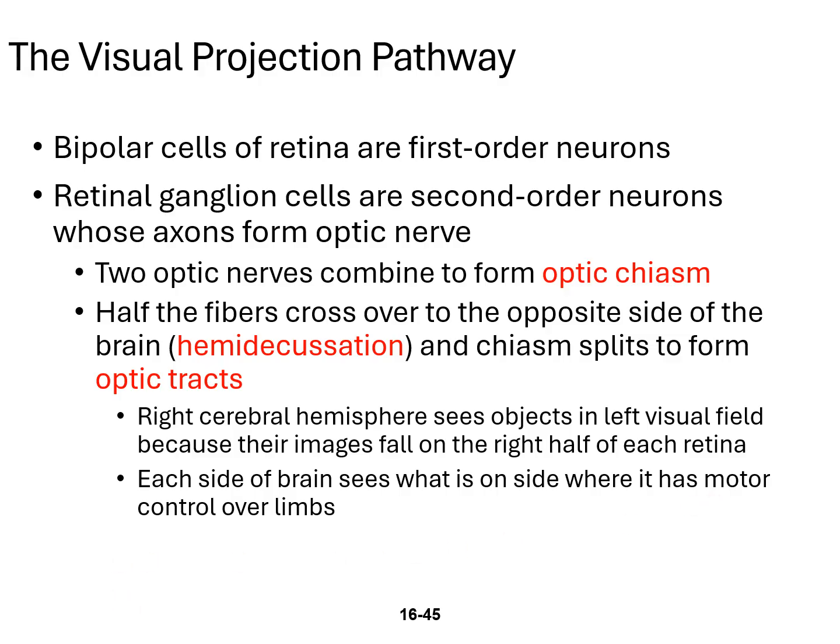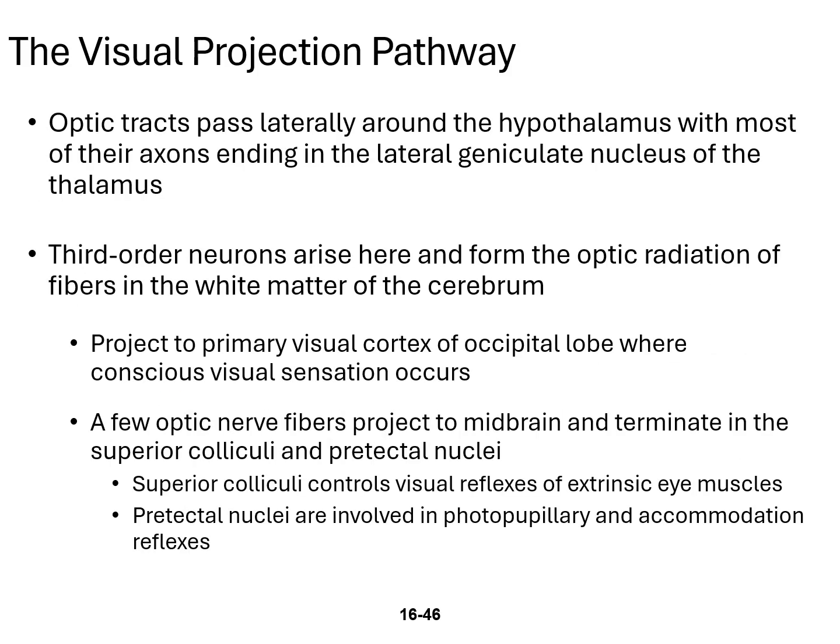So your motor control also crosses over through the corpus callosum. So the optic tracts pass laterally around the hypothalamus, with most of their axons ending in the lateral nucleus of the thalamus. So this is another sensory pathway that goes through the thalamus for processing.